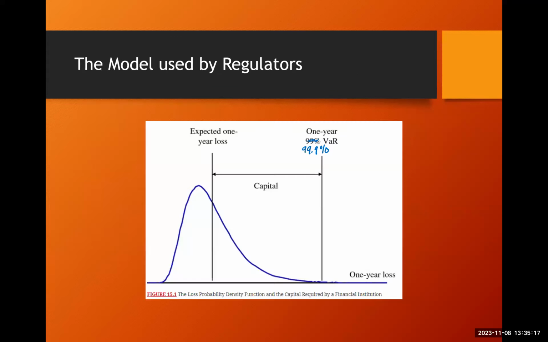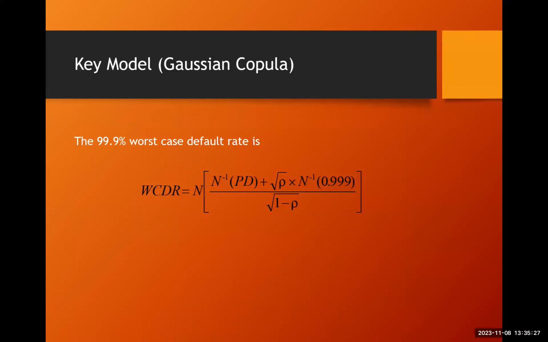However, I'm not going to ask any specific questions about the internal approach because I don't think that they're that intuitive. The main thing, though, that you should know is the idea that the probability of default changes depending on how the market is going.